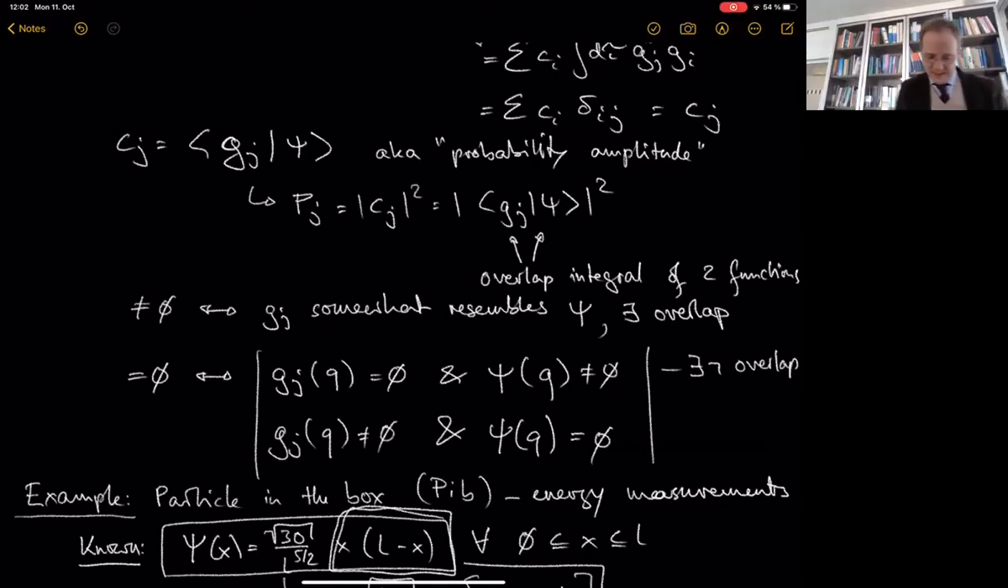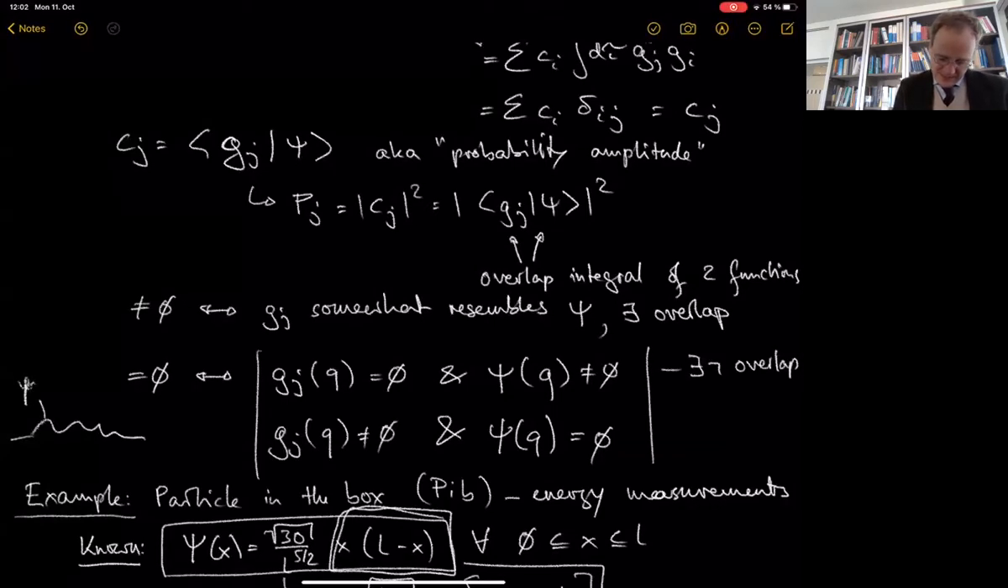All right. Yeah, so suppose this is your wave function psi. Okay. And now I come with my eigenfunction G.